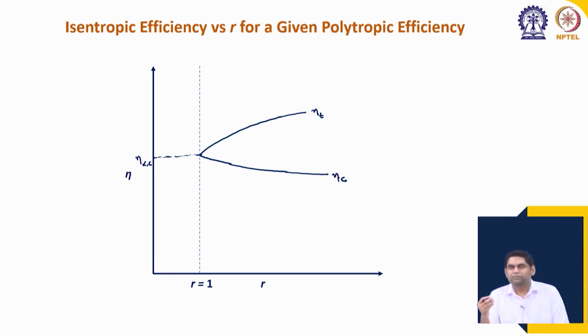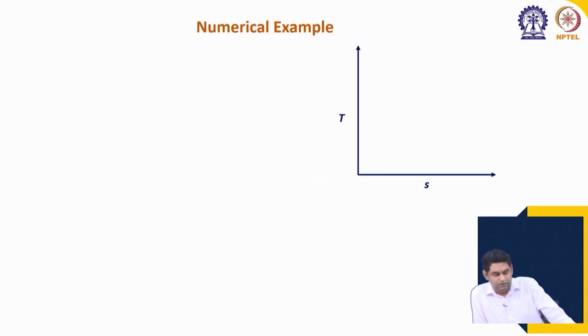Why? Because part of the work which is lost in the previous stage can be recovered in the next stage. Okay. But for a compressor, the opposite is true. So, this is also eta infinity t. Like this we can get the variation, you can plot and find that with increasing value of r, they merge to the polytropic values at r equal to 1, which means that there is no separate pressure ratio, it is equal to 1.